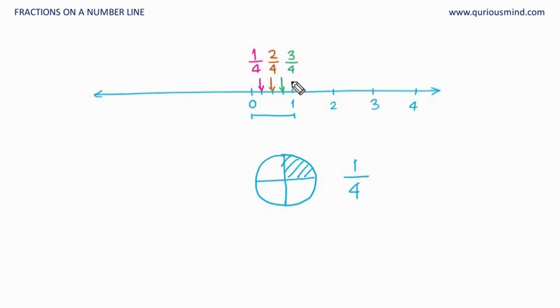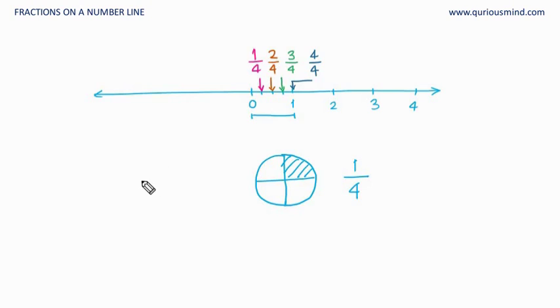And finally, this part is 4 upon 4, which means I make 4 parts and take 4 parts, which is I have taken the whole, and that is 1. 4 upon 4 is 1.